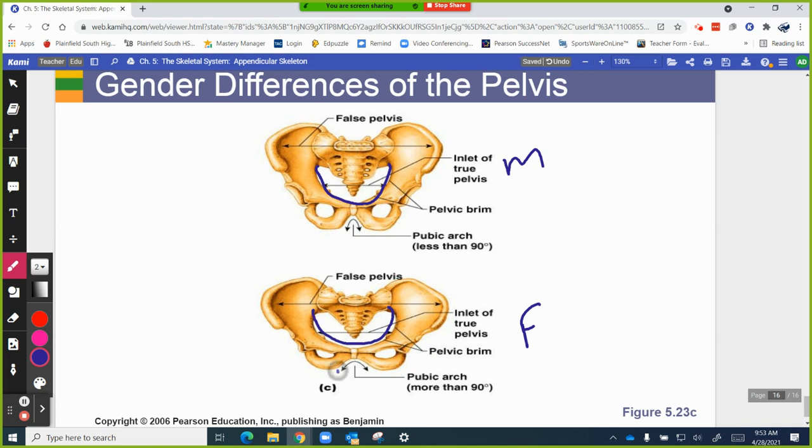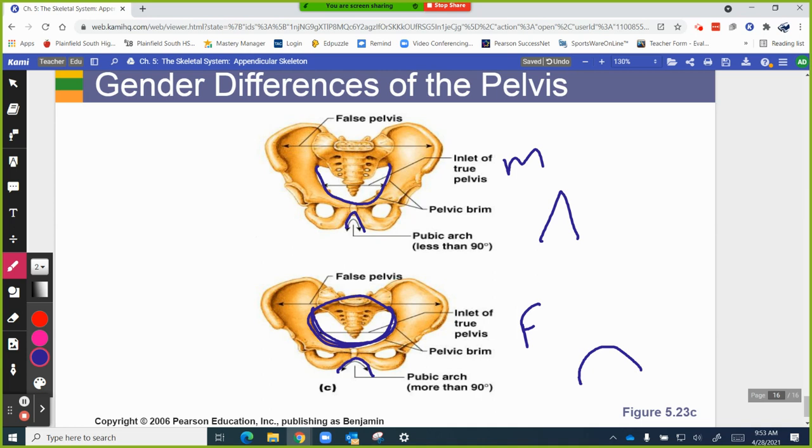The other thing we see is the pubic arch itself. If it's less than 90 degrees, it's almost a V shape, so it almost goes straight up and straight down. That's male. If it has more of a U shape to it, that's going to be female. You have to remember this section through here is where the baby's head is going to pass through to be able to get into the birth canal. That's why the hips are much wider.